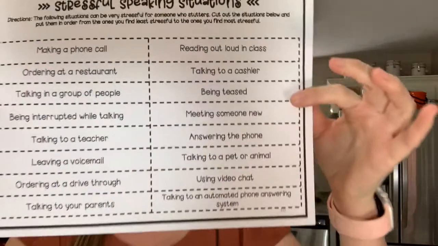Identifying stressful speaking situations. This is what it looks like. So what my students would do is, this has a list of situations that I would expect to be stressful for an individual who stutters. For example, making a phone call, ordering at a restaurant, ordering in the drive-through line, talking to your parents, answering the phone, talking to an automated voice answering system.